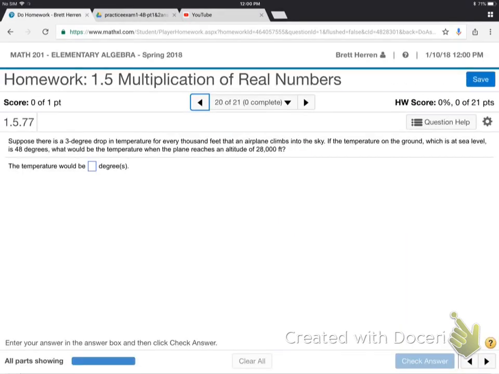With this long word problem. Suppose there's a 3-degree drop. Can you read that? I couldn't make it bigger. It went off the screen. It's a 3-degree drop in temperature for every 1,000 feet that an airplane climbs into the sky.